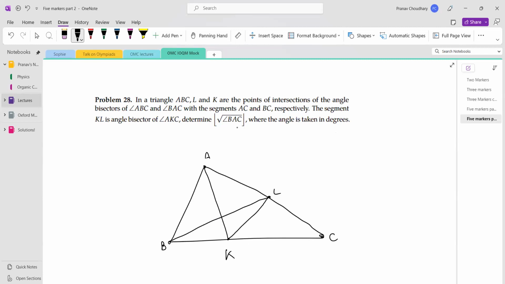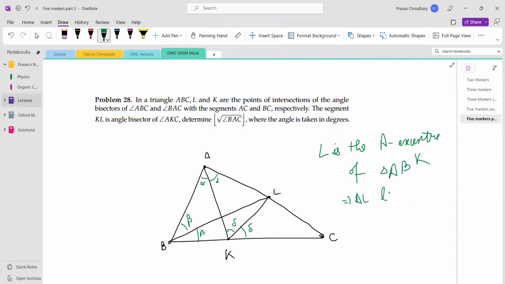Okay, we have seen a question of similar flavor before, right? The first step: mark all the angles. So if this angle is alpha, this angle is alpha. If this angle is beta, this angle is beta. If this angle is delta, then this angle is delta. Clearly L is the excenter of triangle ABK, which means that AL bisects angle BAK externally.